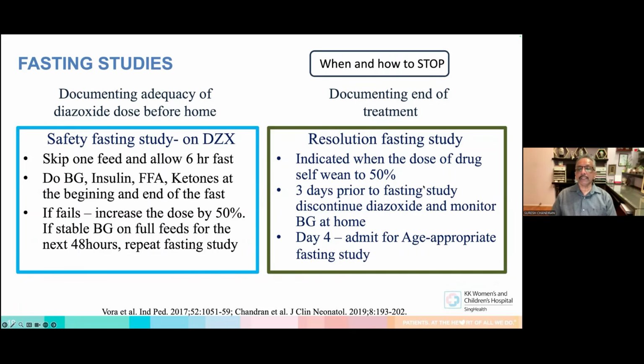Then stop the medication when the dose drops to 50%, because we allow the drug to self-wean with the weight gain. When the weight reaches more than double, we know the dose has come down by 50%. After that, we can stop the medication, allow the baby to remain at home with continuous glucose monitoring while on feeds, and then admit the baby on day 4 to the hospital for an age-appropriate fasting study to confirm the resolution of hyperinsulinism.